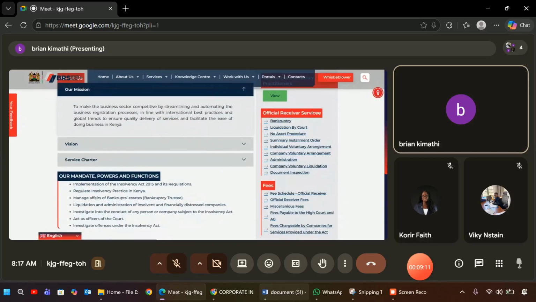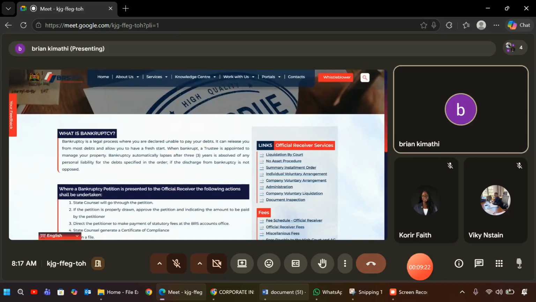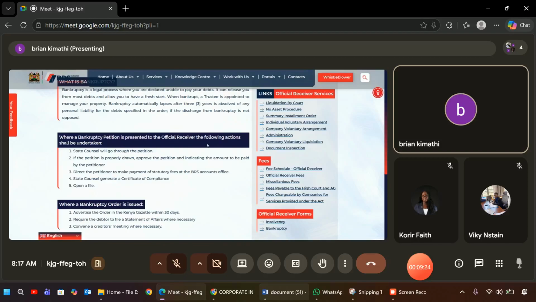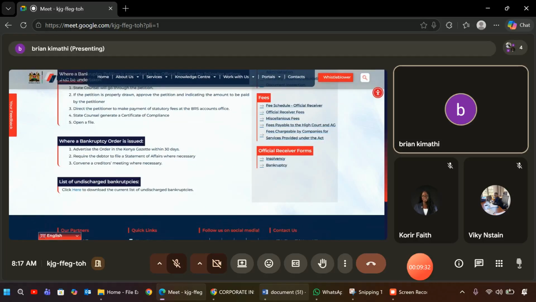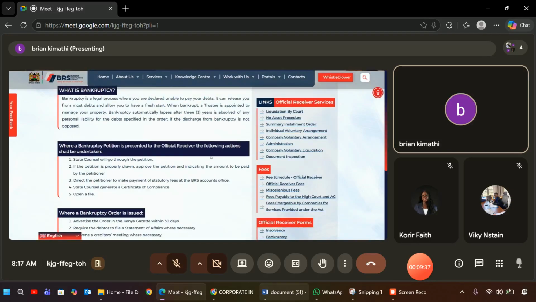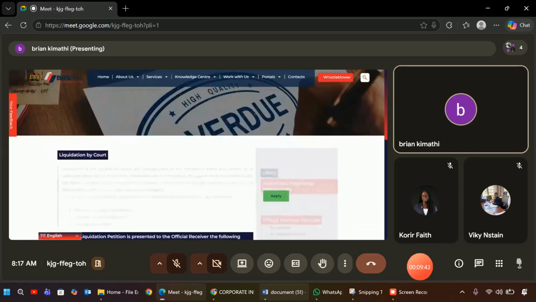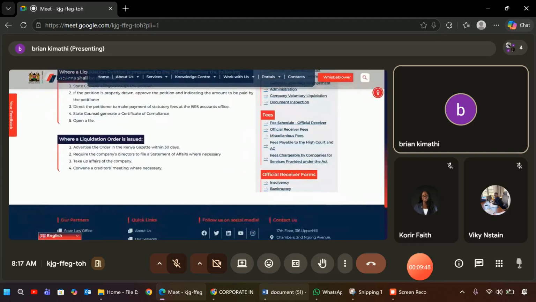So what we have here now is the official receiver services. If you go to bankruptcy, it takes you through what is bankruptcy, where a bankruptcy petition to the official receiver, the following action shall be taken, where a bankruptcy order is issued, and the list of undischarged bankruptcies. You can go to liquidation. I'm rushing through it because this is on the portal, so this is public information. This is the public information that they give, and it's very clear.